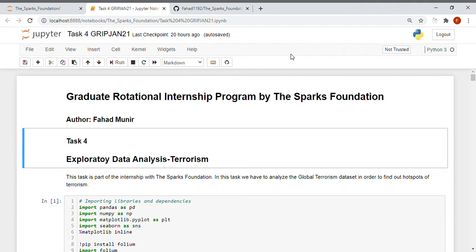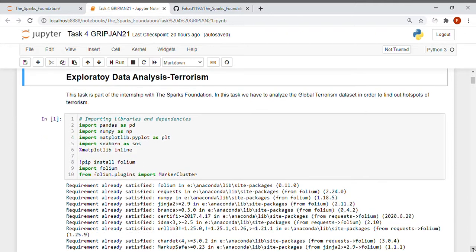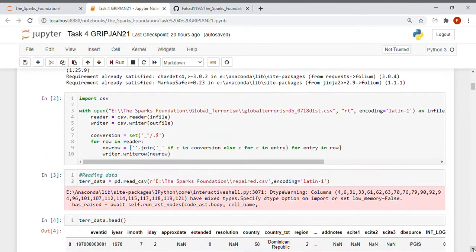I'm presenting Task 4 of the Sparks Foundation internship program. In this task, we have to analyze the global terrorism dataset and find out some valuable insights in order to find out the global hotspots of terrorism. Let's start with importing the important libraries and the datasets.